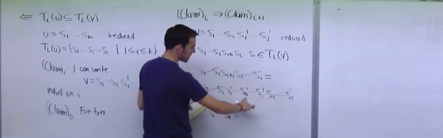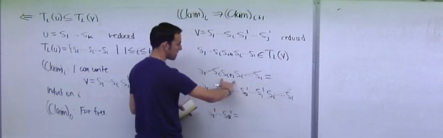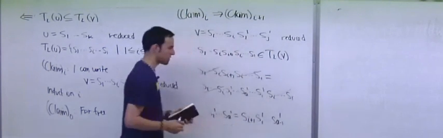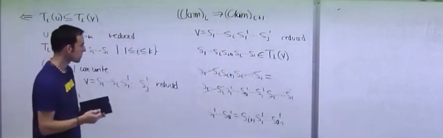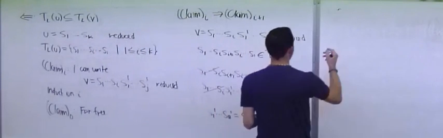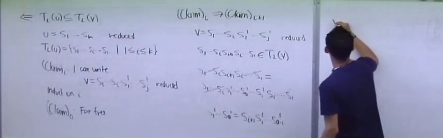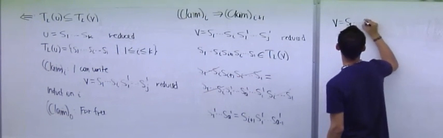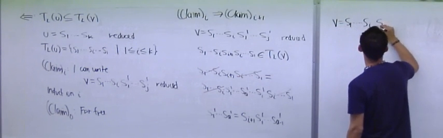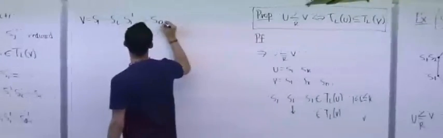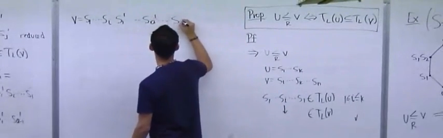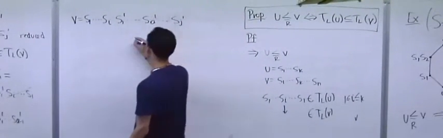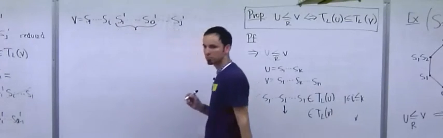What is S1 prime up to SA prime? Well, I can solve for it here and obtain that it's equal to Si plus 1, S1 prime up to SA minus 1 prime, and substitute. So V is S1 up to Si, then S1 prime up to SA prime up to Sj prime, and then I'm going to take this piece over here and get rid of it.